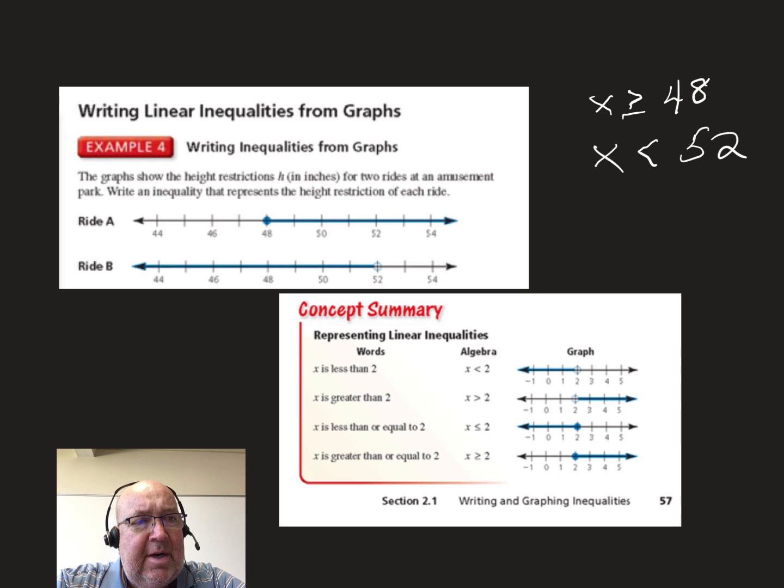Just to review, if you have x values that are less than 2, the graph is going to go to the left, and it's going to be an open circle. If it's greater than 2, again, you're going to have an open circle, go to the right. Less than or equal to, closed circle, go to the left. Greater than or equal to, closed circle, go to the right.